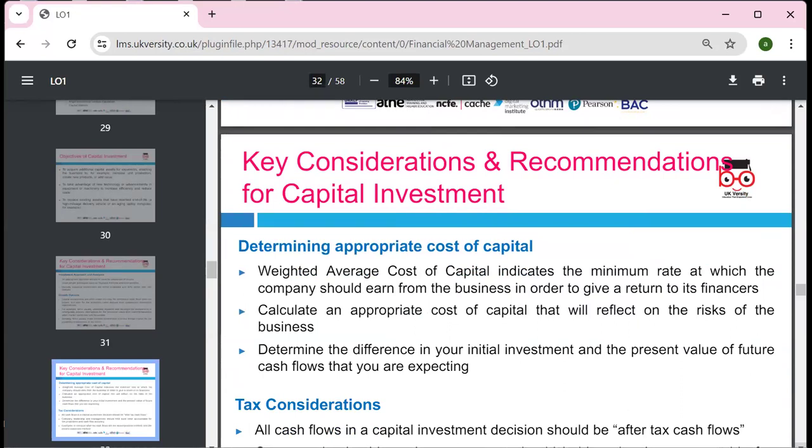So we can look at the key considerations and recommendations, which help determine the appropriateness of capital. The weighted average cost of capital indicates the minimum rate the company should earn from the business in order to provide a return on the finance. Calculate the appropriate cost of capital and reflect the risk of the business, and determine the difference between the initial investment and the present value of future cash flows.